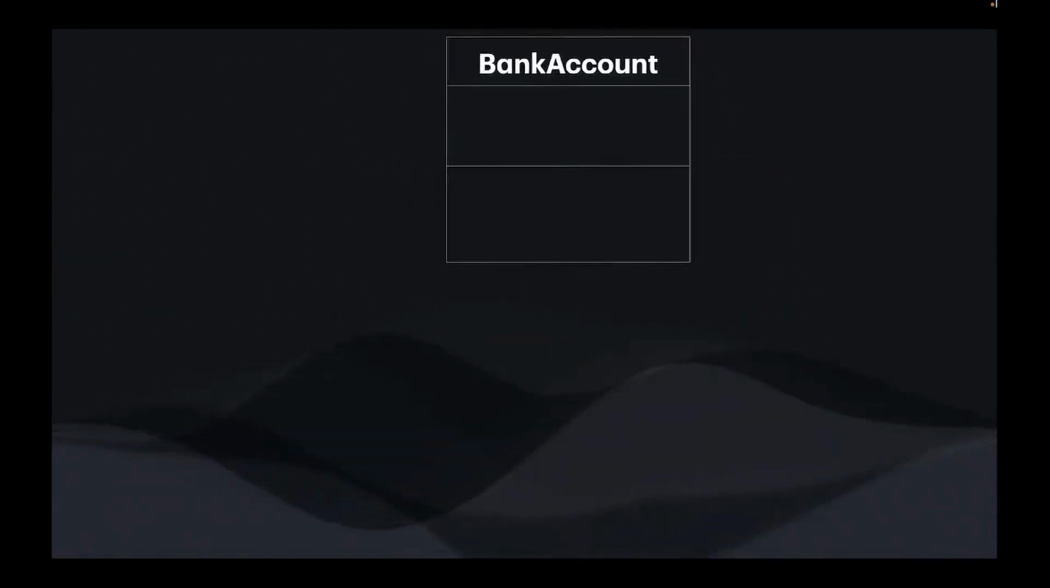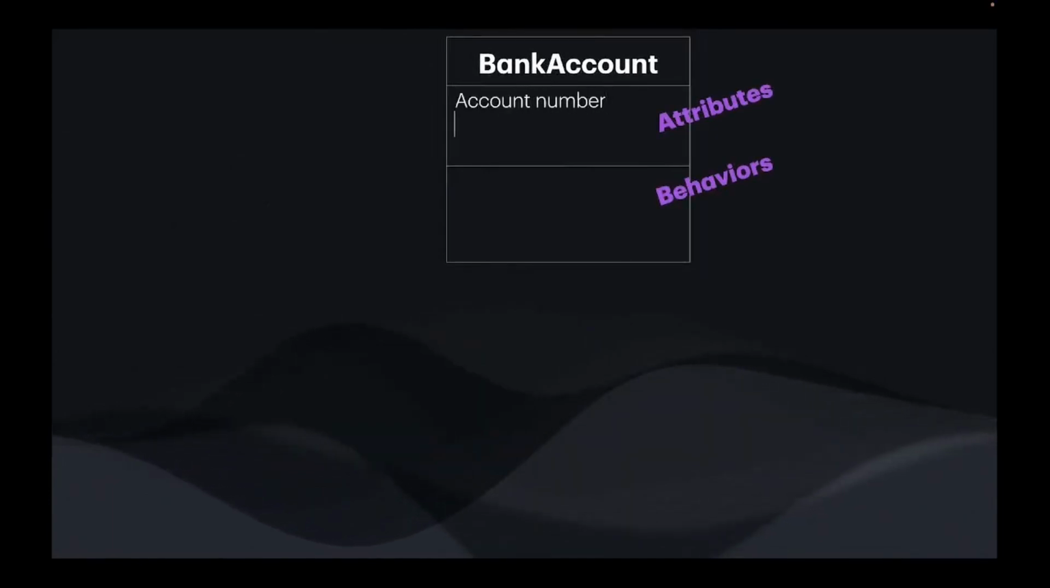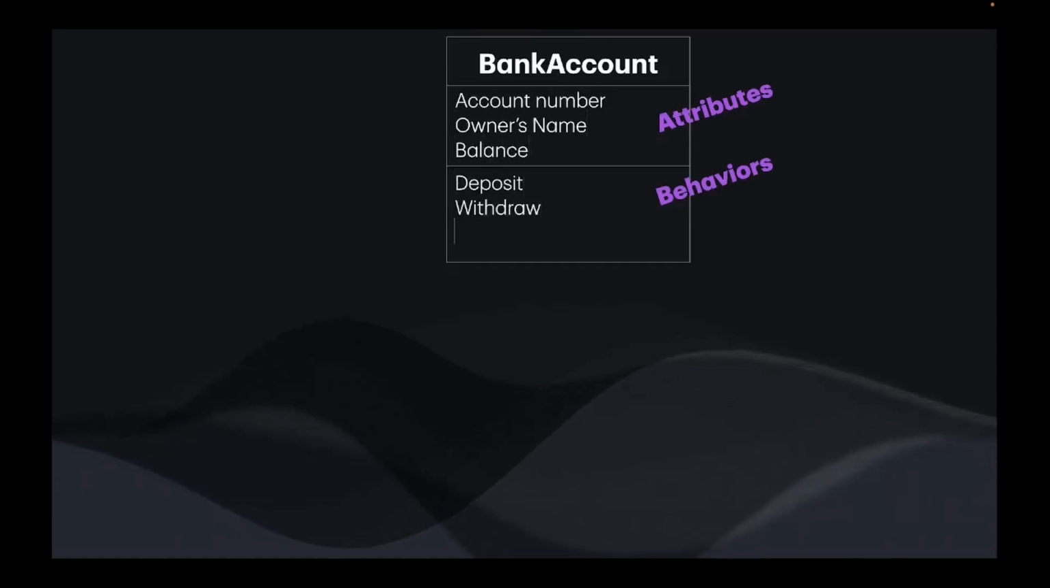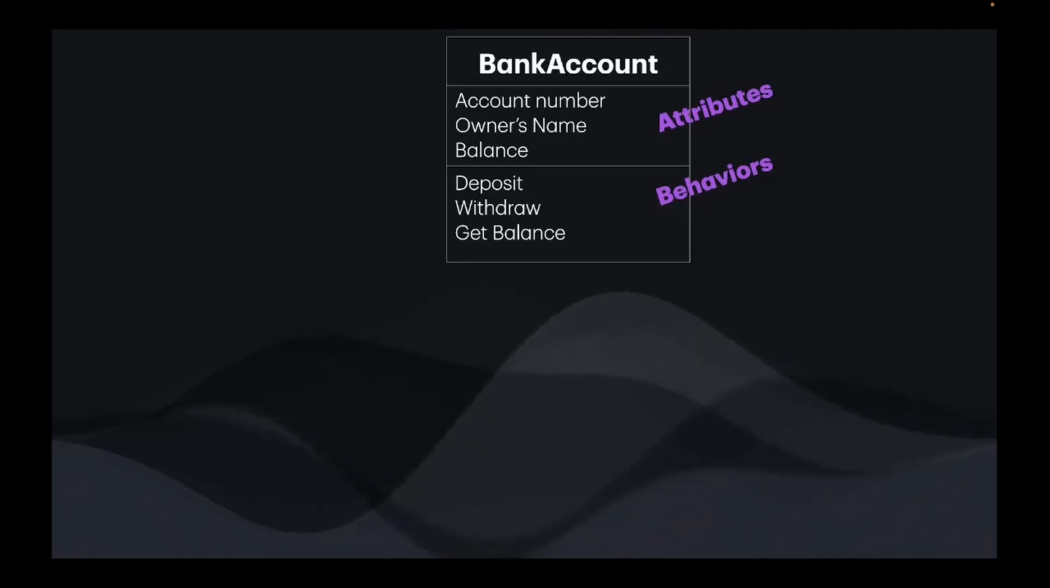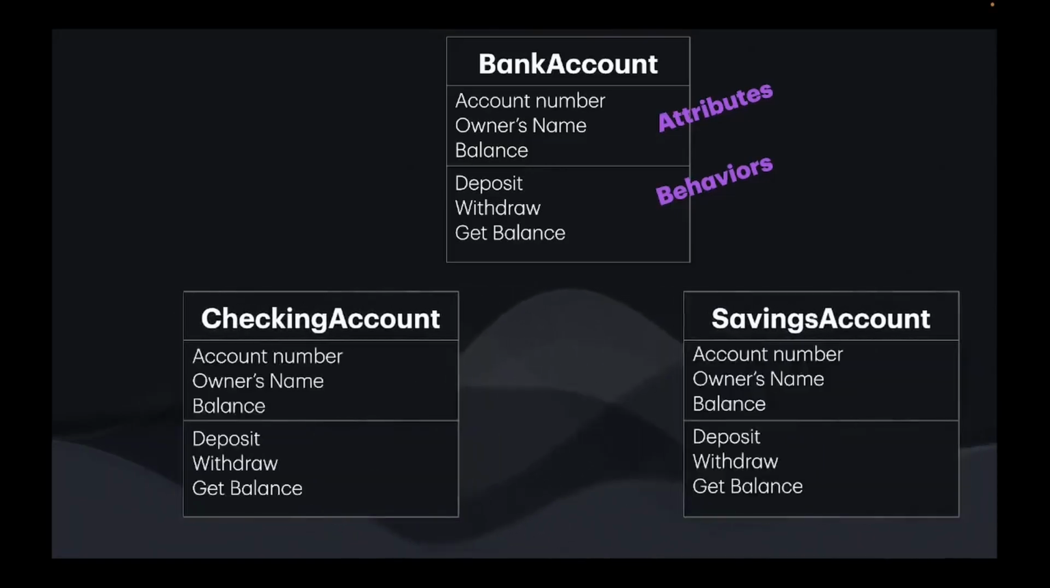Let's take an example of a bank account. There are going to be some attributes and behaviors that will be common to all bank accounts. They're going to have an account number, an owner name, and a balance that we need to keep track of. We're going to have the ability to make deposits and withdrawals, and we're going to need to be able to get the balance. And obviously all kinds of other stuff too, but for a simplified version of it. But it turns out that there are different kinds of bank accounts. You might have a checking account and a savings account, for example.